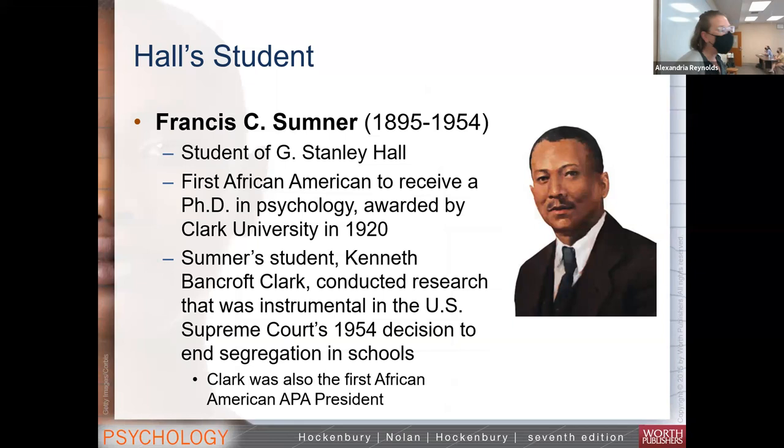So he demonstrated that it was harmful to segregate schools between Black and white students, that it was not helping. Because of this research, it actually swayed the US Supreme Court's decision in 1954, which ended segregation in schools. So incredibly influential in the field. Now, Clark also was the first African-American APA president. Remember we talked about the APA, right? So Clark was a student of Francis Sumner, and was the first African-American to lead the organization. Again, very influential in the field, both Sumner and Clark. Clark really paved the way to some really amazing things.